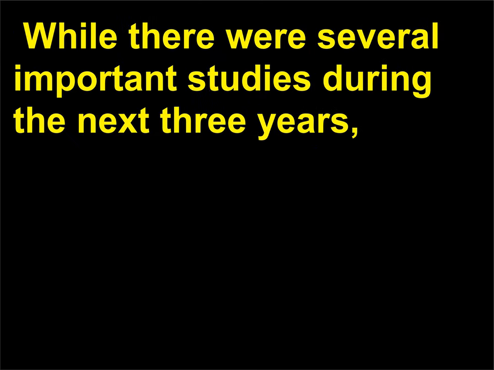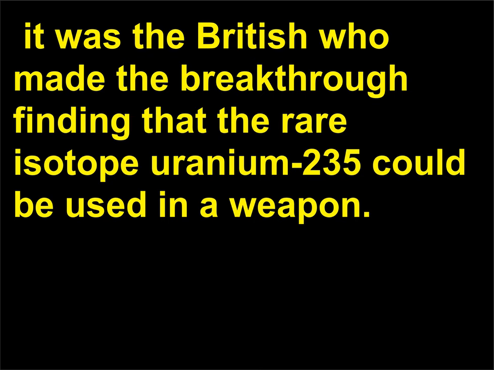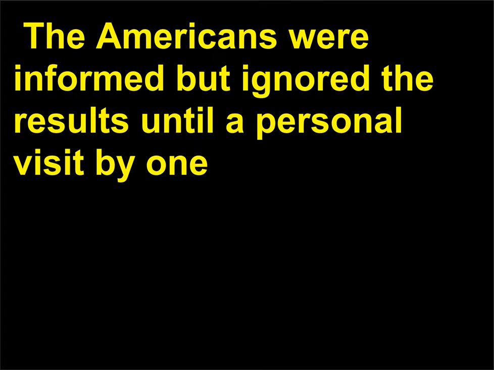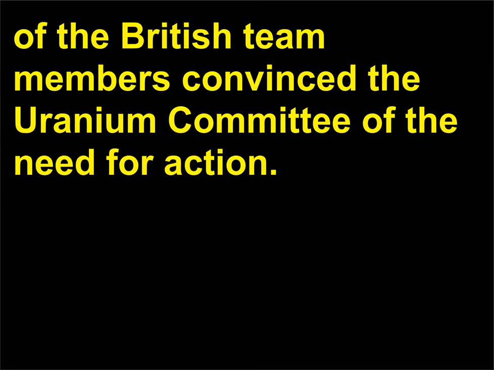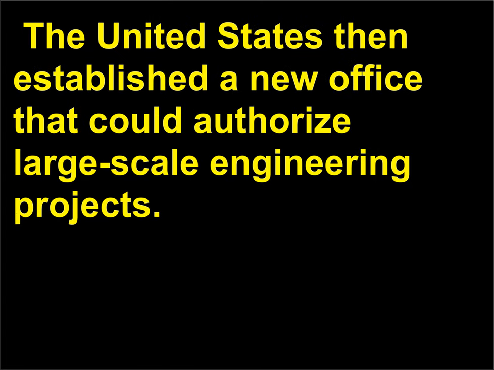While there were several important studies during the next 3 years, it was the British who made the breakthrough finding that the rare isotope uranium-235 could be used in a weapon. The Americans were informed but ignored the results until a personal visit by one of the British team members convinced the Uranium Committee of the need for action. The United States then established a new office that could authorize large-scale engineering projects.